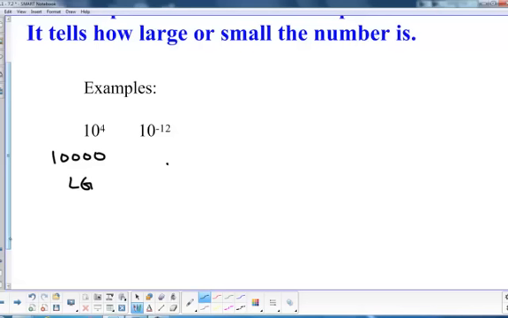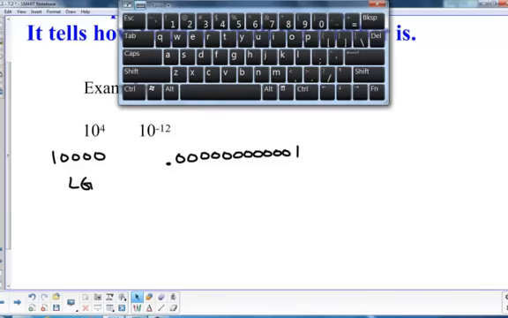10 to the negative 12th is 11 zeros and then a 1. That accounts for 12 spaces. So that's a very small number. If you multiply something by 10 to the negative 12th, you're going to get a very small answer.